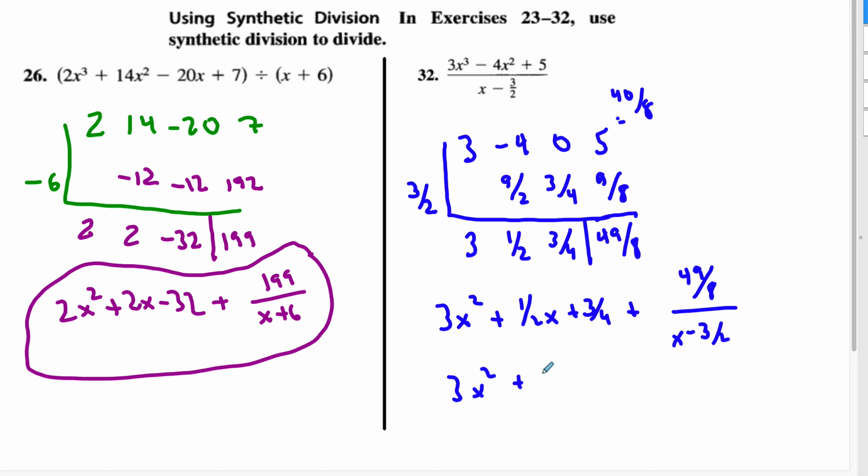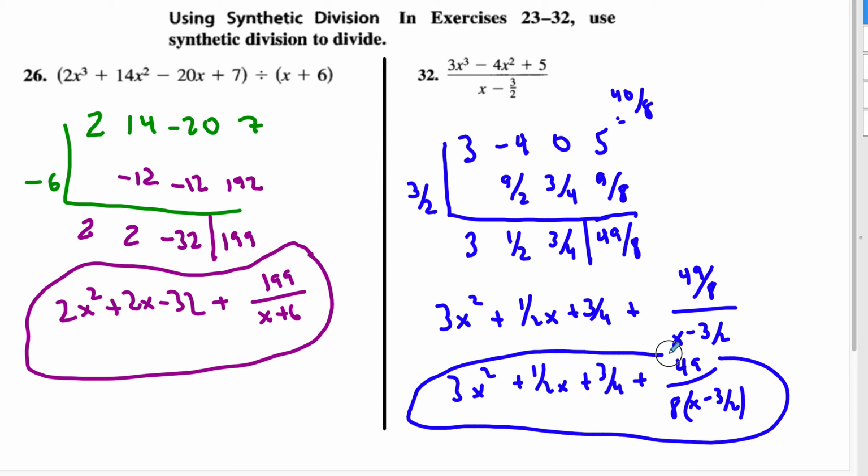3x squared plus 1/2 x plus 3/4 plus, remember, if I'm dividing by this, it means that this is the same as having a 49/8 times x minus 3/2. You could distribute this, so that means you'd end up with 8x minus, well, that'd be 24/2 or minus 12, right? You could even multiply this whole thing, you could actually pull a 4 out, but this would be more than adequate. The key thing is try to avoid leaving a fraction over a fraction like we have here.